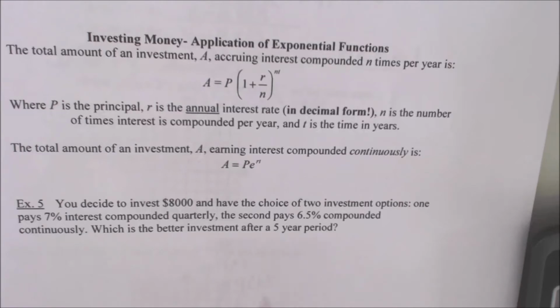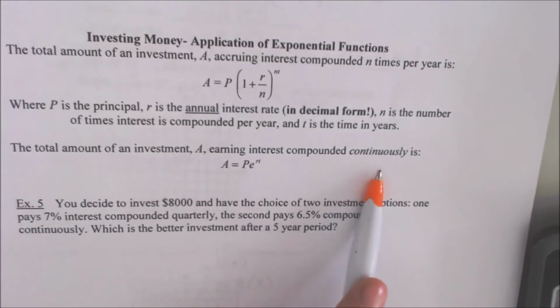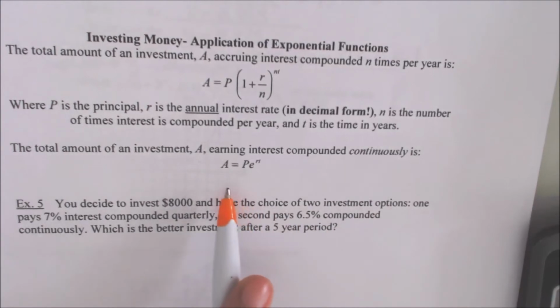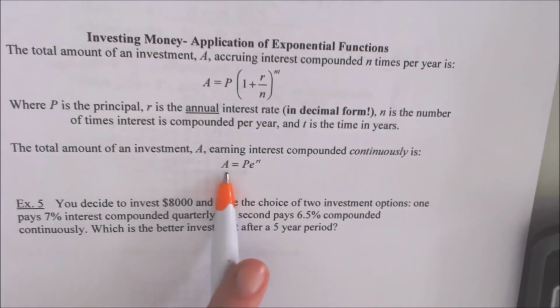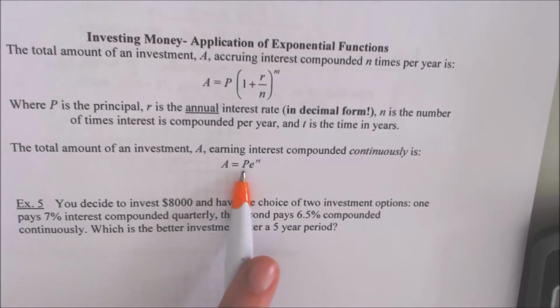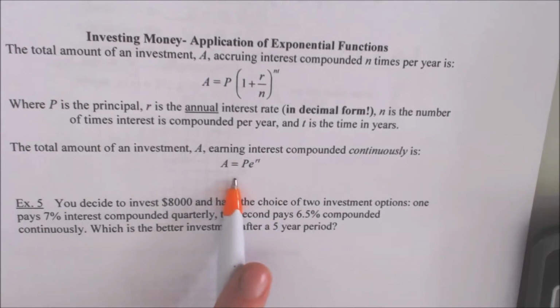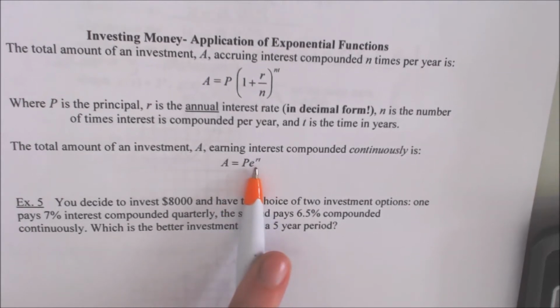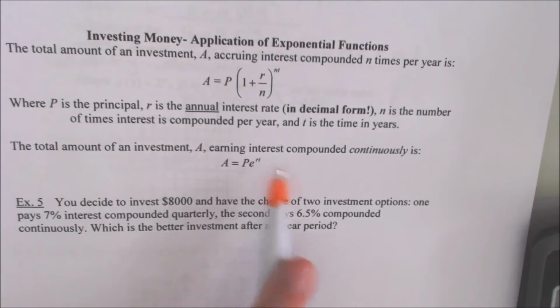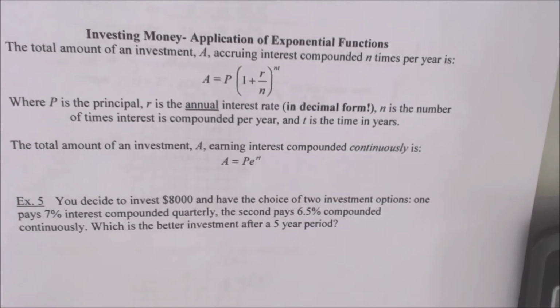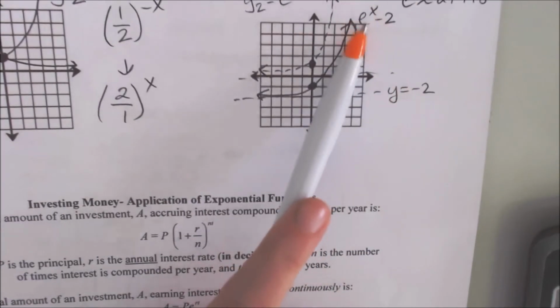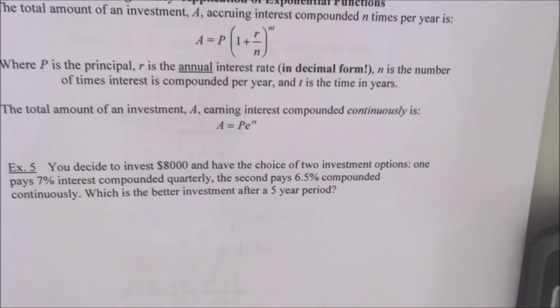The other type of compound interest we might see is continuous, compounding continuously. And so if something's compounded continuously, we use this formula, A equals P e to the RT. P is still your principal, R is still your interest rate, T is still your time, but compounded continuously means always, all the time, the computer is just continuously compounding interest on the account. So they use E, which was that same E that we talked about earlier up here. So let's look at some examples.